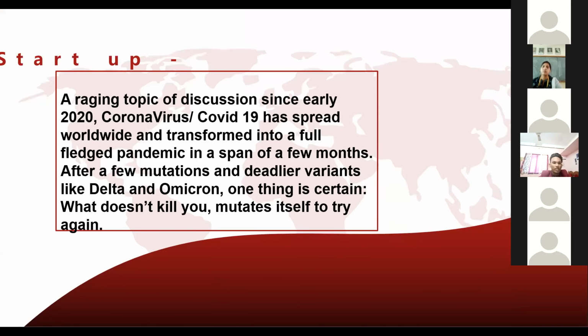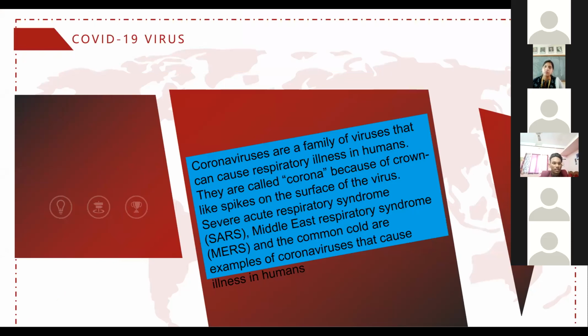A rising topic of discussion since early 2020, coronavirus COVID-19 has spread all over the world. The coronavirus has infected millions of people so far all over the world. In addition to that, millions of people have lost their lives to it. Ever since the outbreak, researchers all over the world have been working constantly to develop vaccines that will work effectively against the virus. We'll take a look at the coronavirus vaccine that is present today.